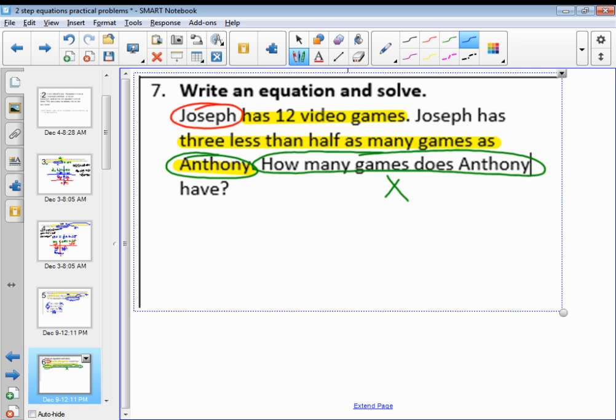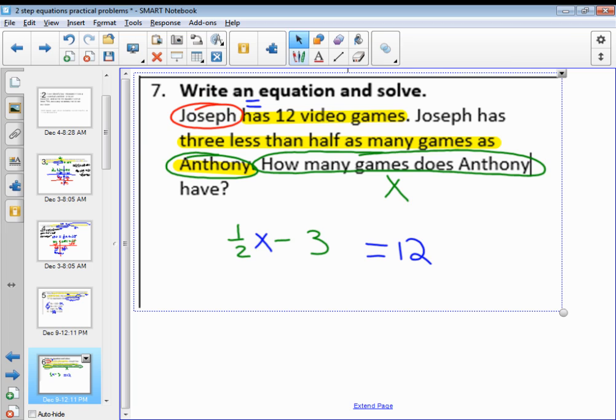That way, we don't confuse all our different names. If we look, Joseph has 12 video games, so that means we equal 12. If it is 3 less than, that means we are subtracting and changing the order. So it is -3, and it is half as many games as Anthony, so that is X divided by 2, or 1/2 X. Turn your fraction into a decimal to solve it, and then you will get your correct answer.